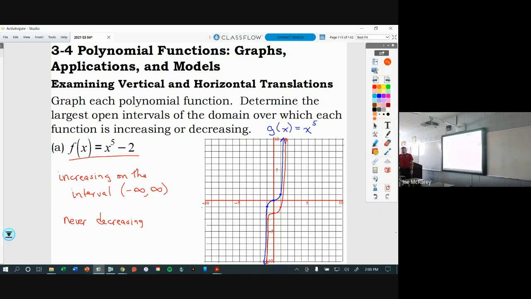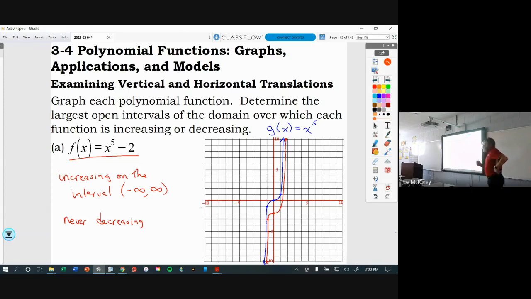What about it going down? Think about the x value. I'm way over here at negative infinity. Where am I going to go as I move to the right? I'm going up. Okay, so it's only going up. Remember, when you're talking about when a graph is increasing or decreasing, you're talking about the value of x.